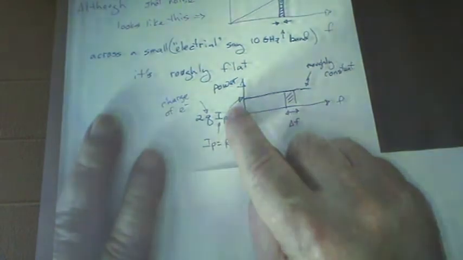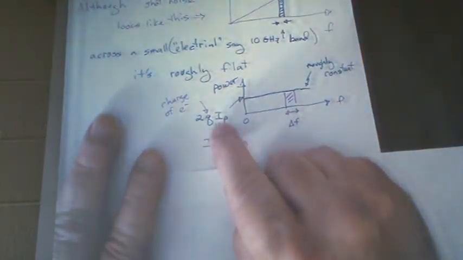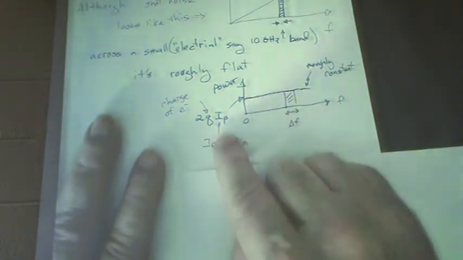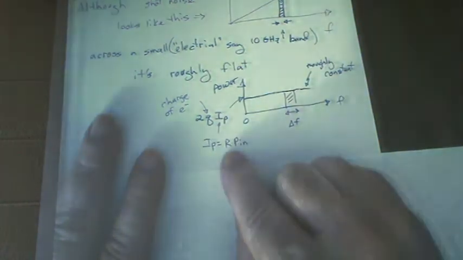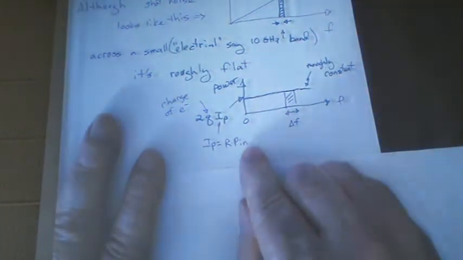The height here is 2 times the charge of the electron times our old friend, the current signal, which was the responsivity times the optical power coming in. So as I increase the light shining on the photodetector, the amount of shot noise will go up.